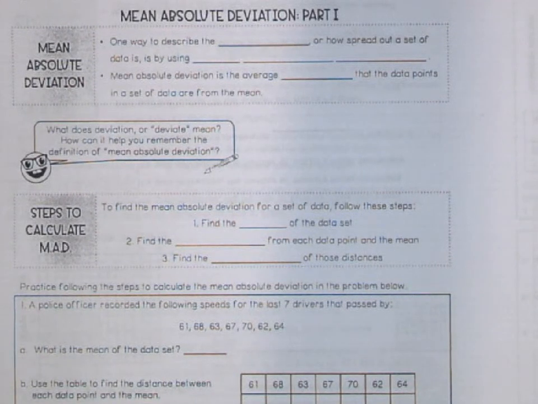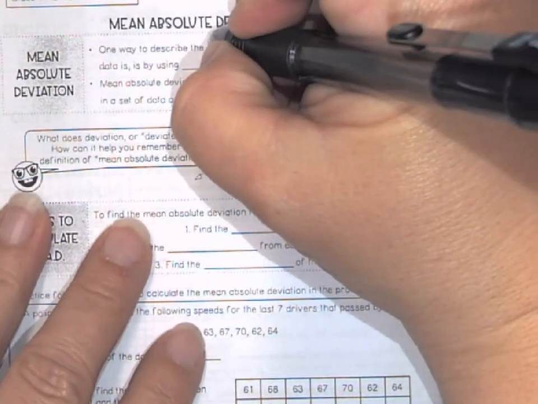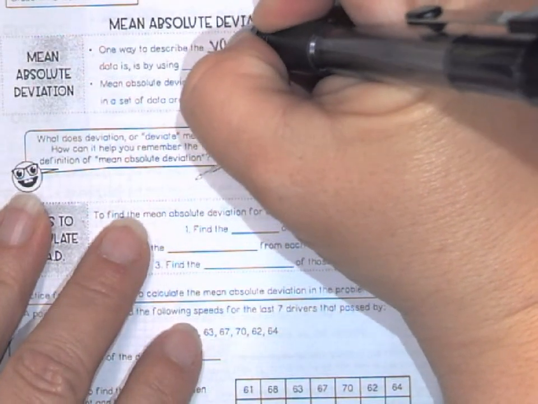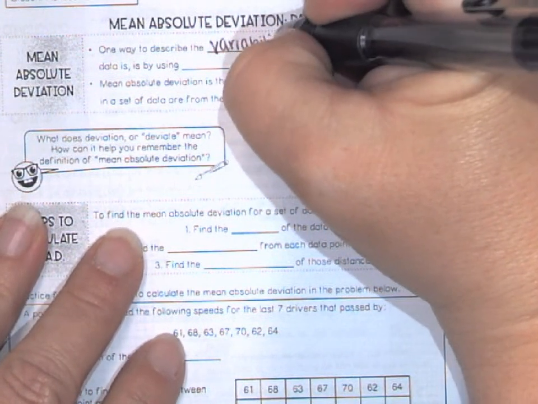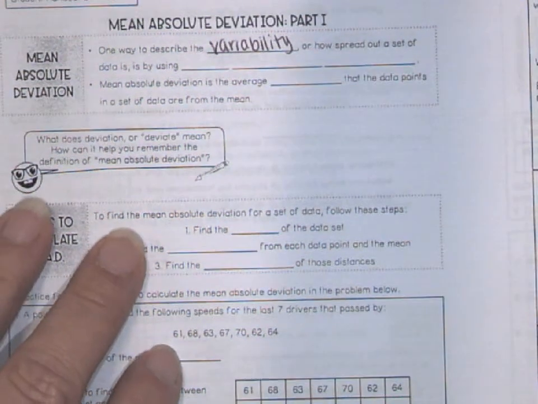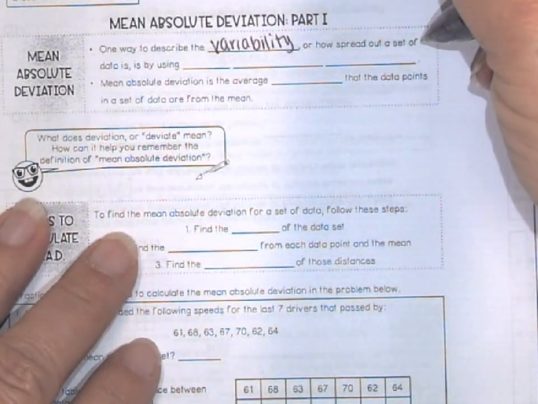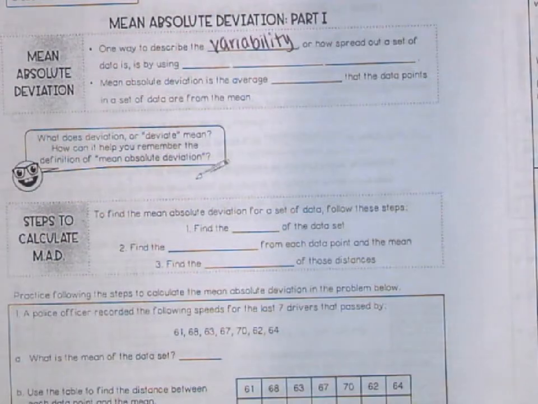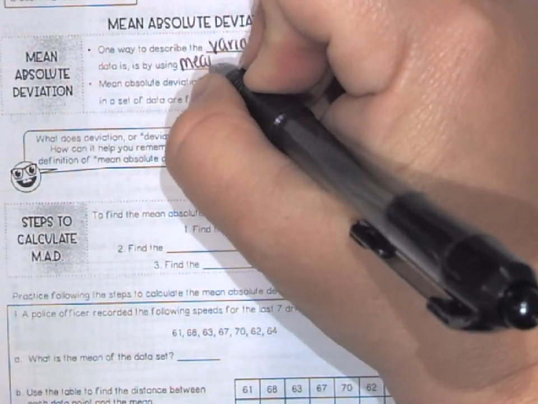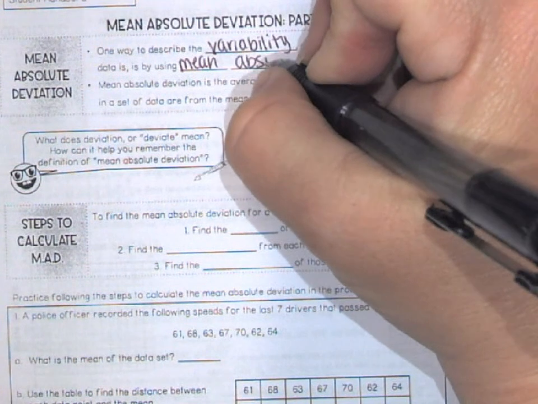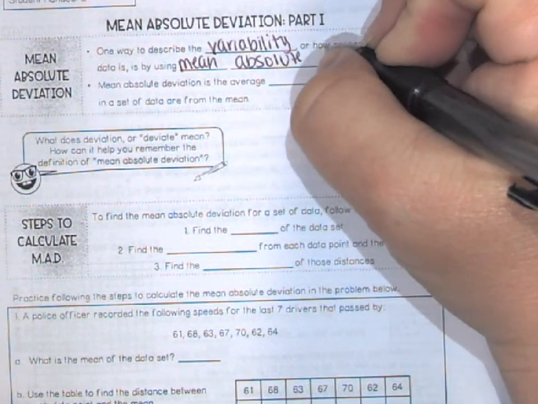Okay, today we're going to talk about mean absolute deviation. The mean absolute deviation is one way to describe the variability, which means how it varies, or how spread out a set of data is. So how it goes from one to the other. And we do this by using the mean absolute deviation.